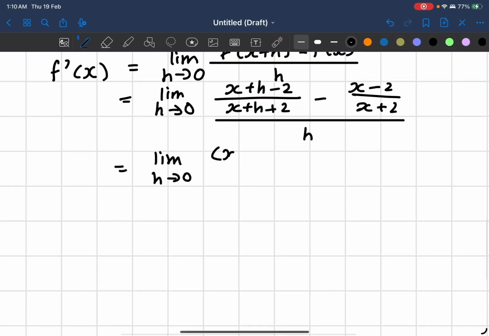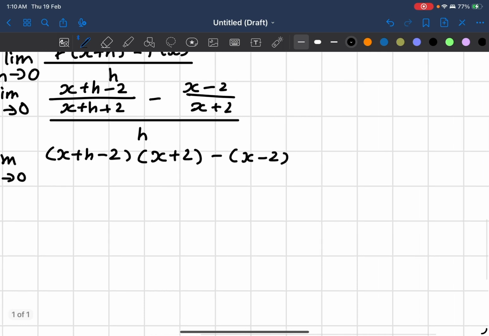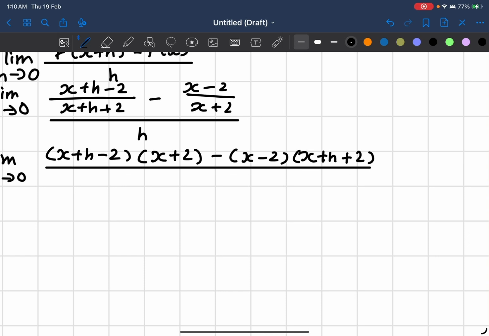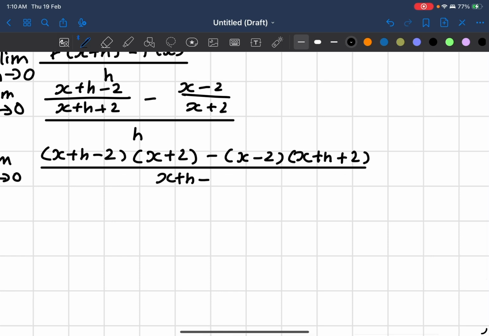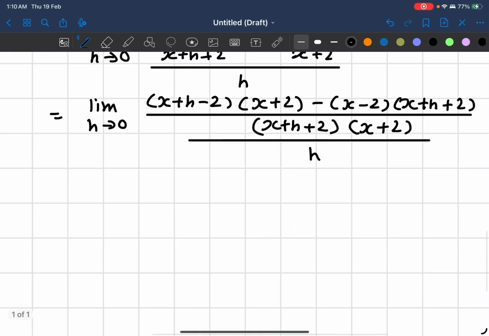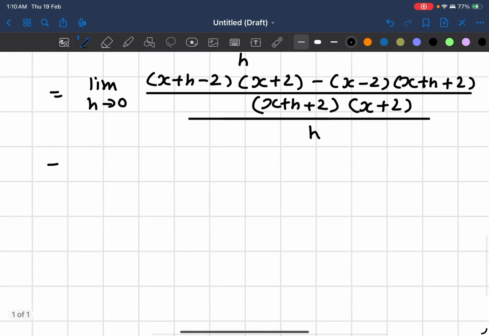We have x plus h minus 2 and then times x plus 2, and then we have minus x minus 2, which is the second numerator, times the first denominator. It's just cross multiplication, right? It's like that and like that. So x minus 2 times x plus h plus 2, all divided by x plus h plus 2, x plus 2, and by h, sorry, which is equal to the limit of h to 0.